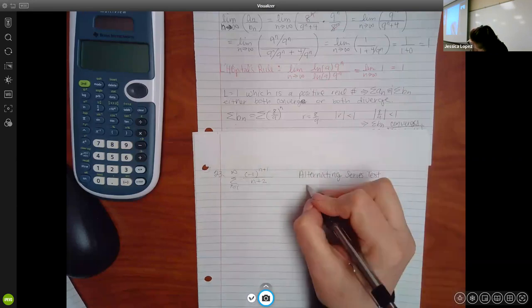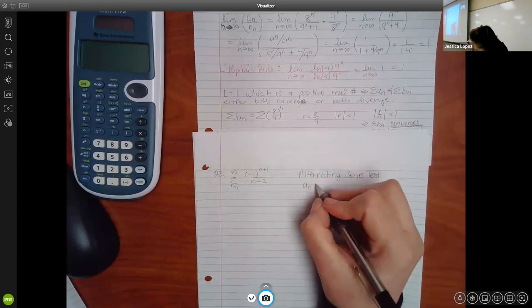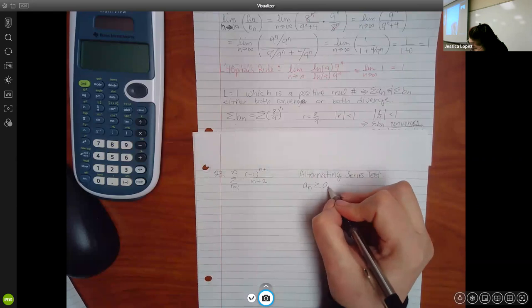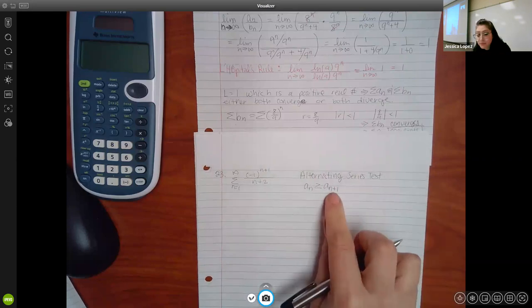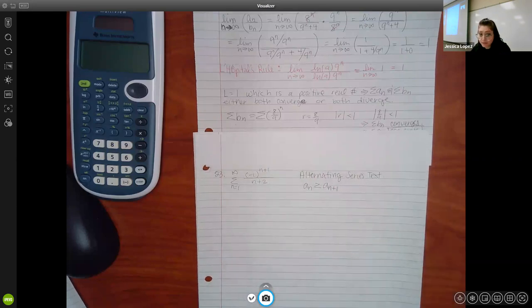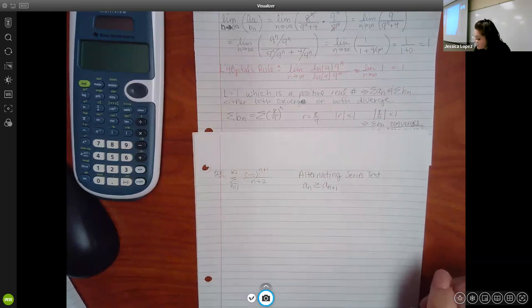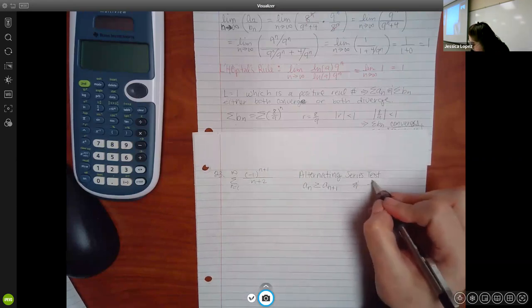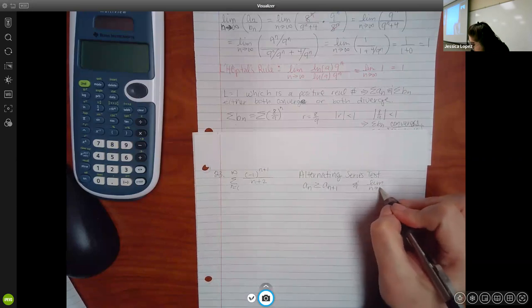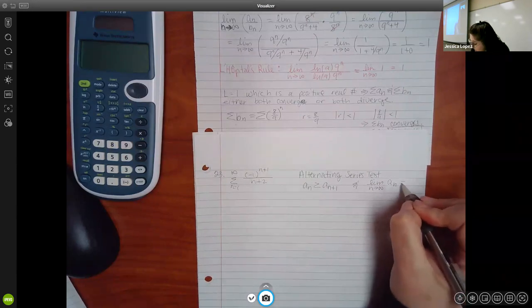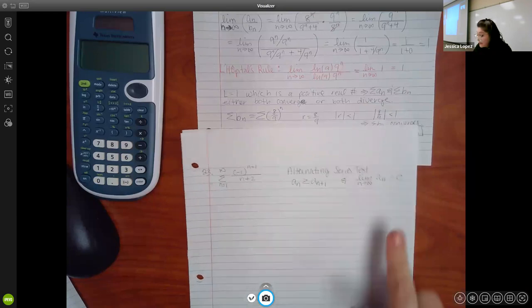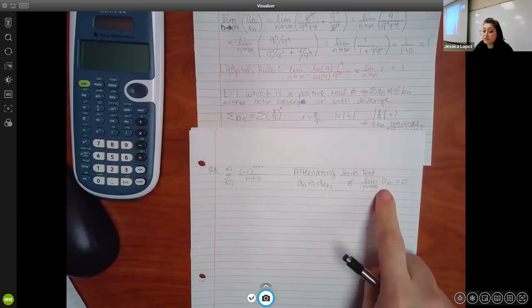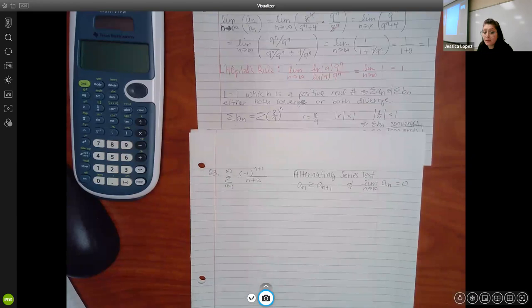So I have to make sure a_n is greater than or equal to a_{n+1}, right? Your next terms need to be getting smaller and smaller and smaller, because if they are, then it will converge. If they're getting bigger and bigger and bigger, that's when it won't converge. And we need to show that the limit as n goes to infinity of a_n equals zero. So this by itself does not say that it converges, okay?